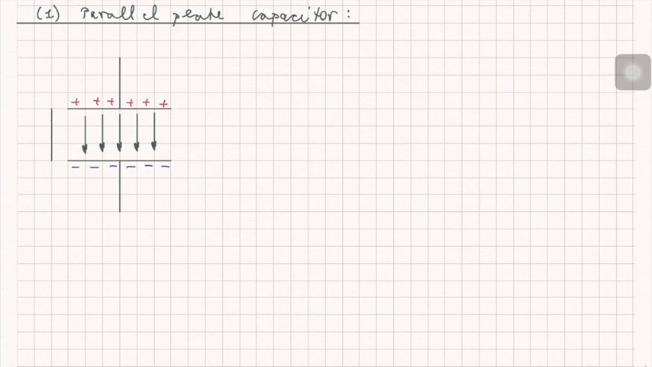These two plates here are separated by a distance d, and each plate has an area A. Now, capacitance is defined as the ratio of the magnitude of charge divided by the potential difference. So this ratio can now be formulated in the following way.